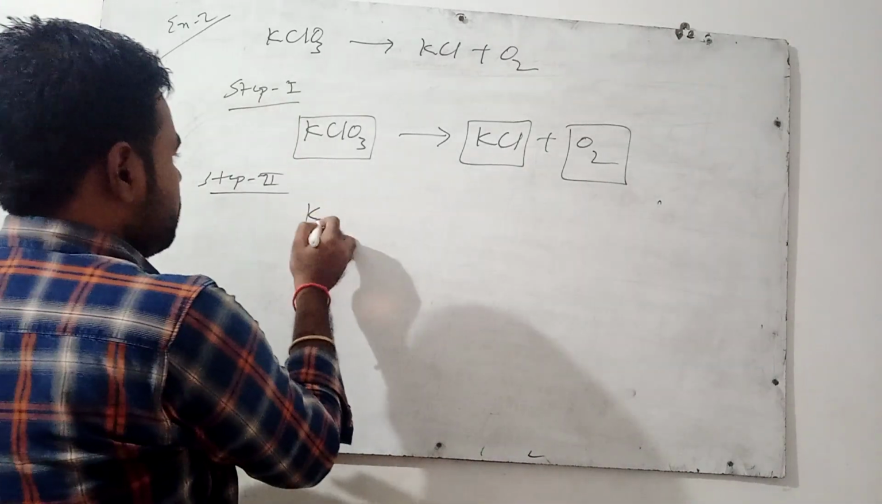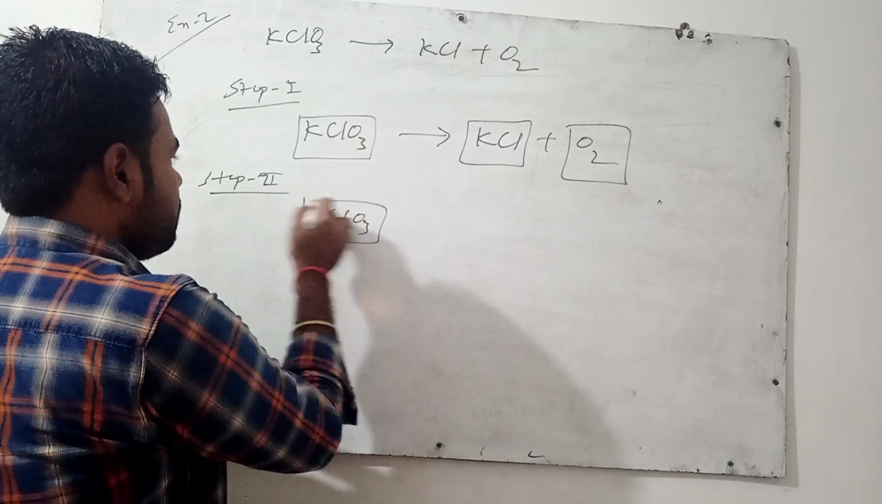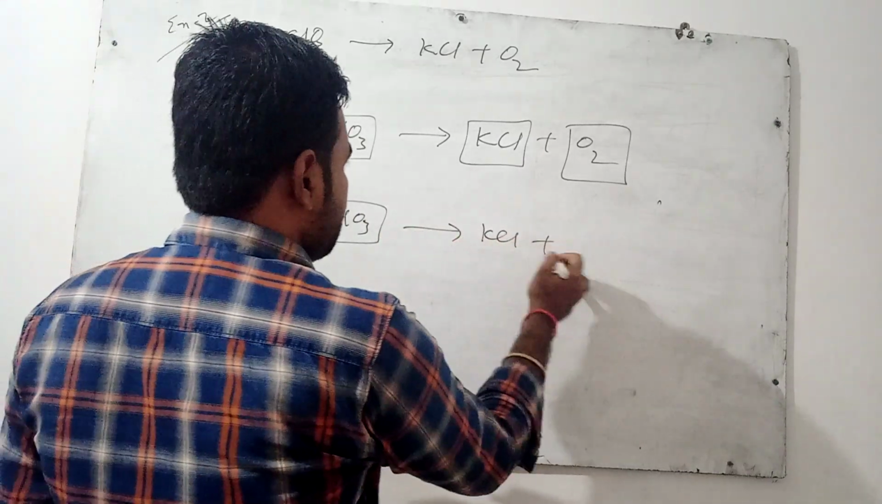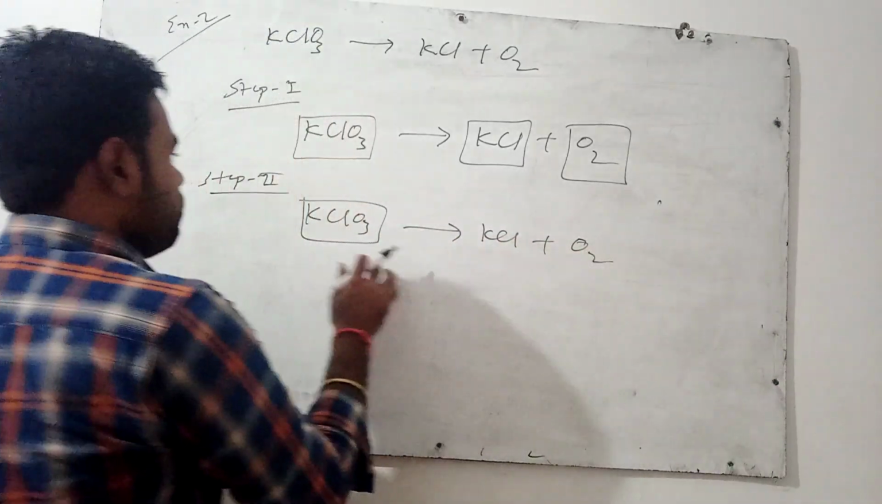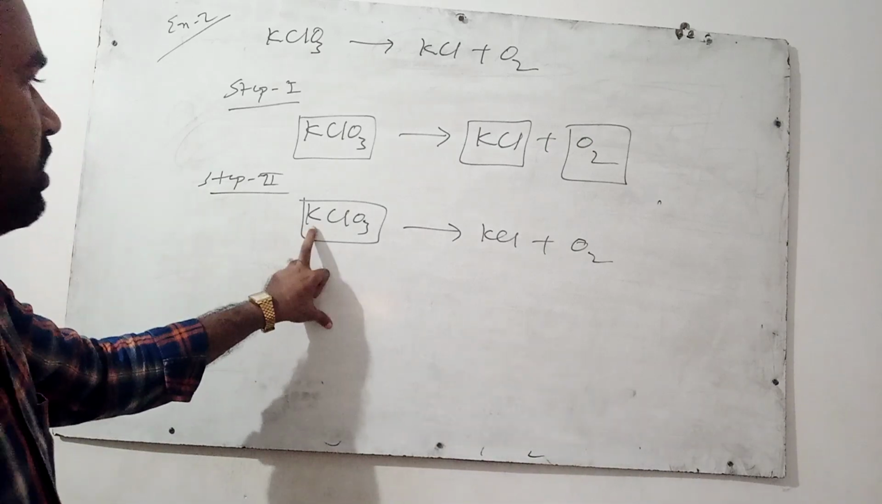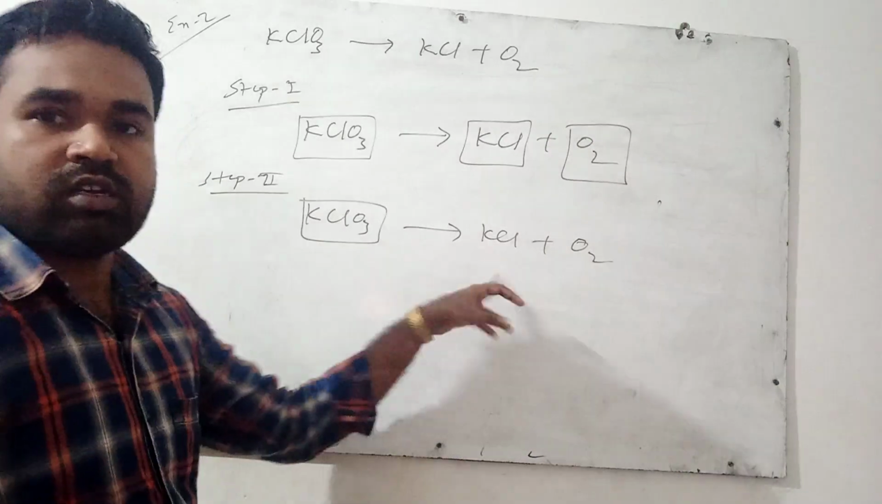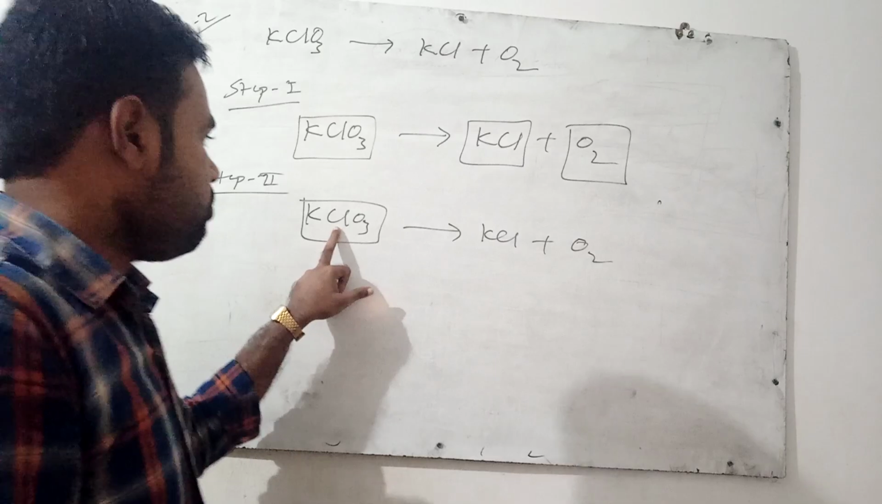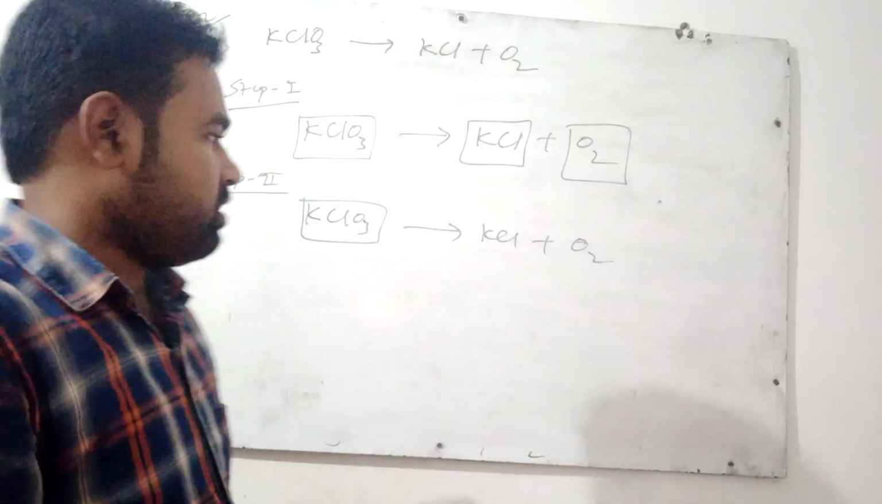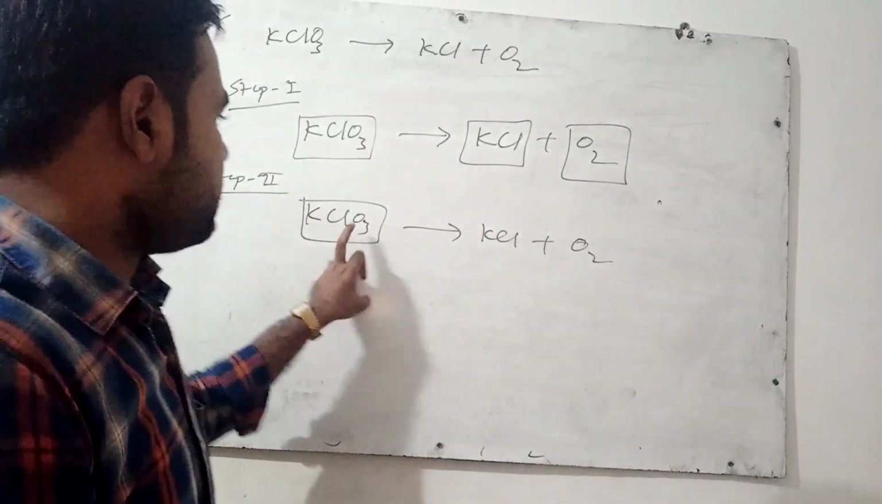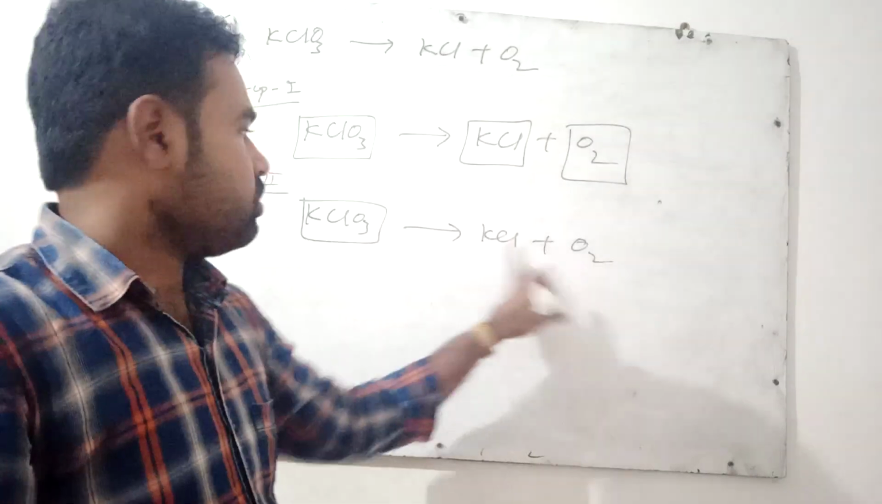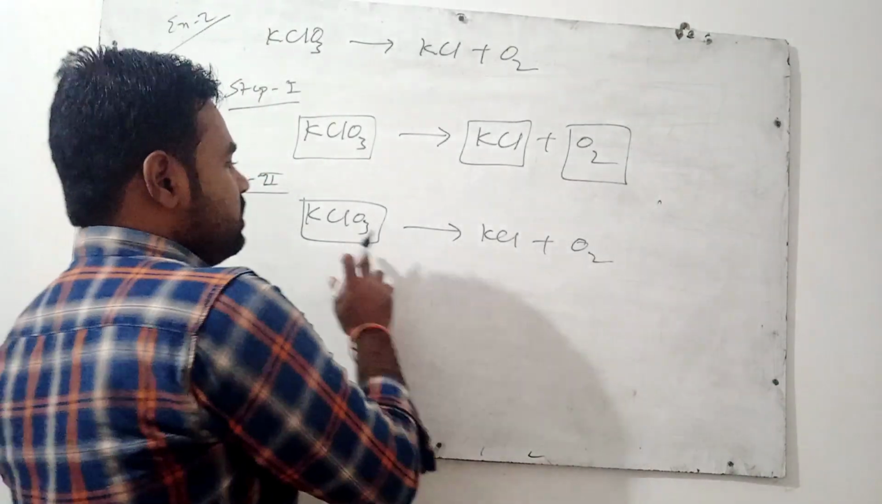So KClO3 gives KCl plus O2. Now, how many K atoms are there? 1. Here also 1. Potassium is balanced. How many chlorine? 1. Here also 1. It is also balanced. How many oxygen atoms are there? Here 3, and here 2. So it is not balanced. We have to balance 3 and 2.